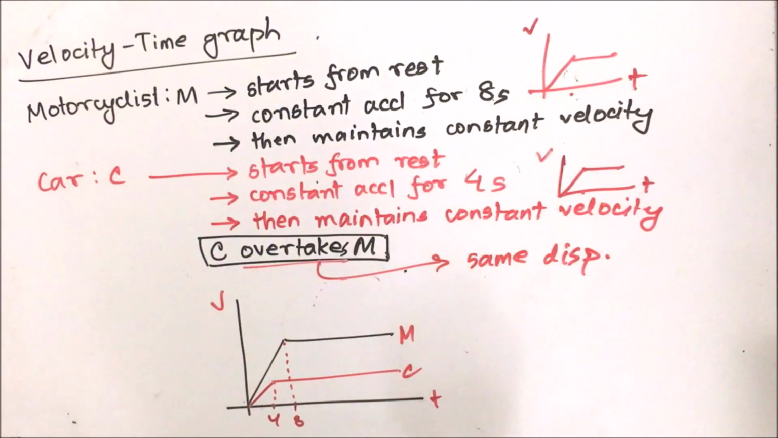From this graph we can see that the area under the graph of C will always be less than M. So C can actually never overtake M, because overtaking means having the same displacement, and the displacement of the velocity time graph is found from the area. So since the area of C will always be less than M, C can never have the same displacement as M, and so C can never overtake M. So this velocity time graph is wrong.